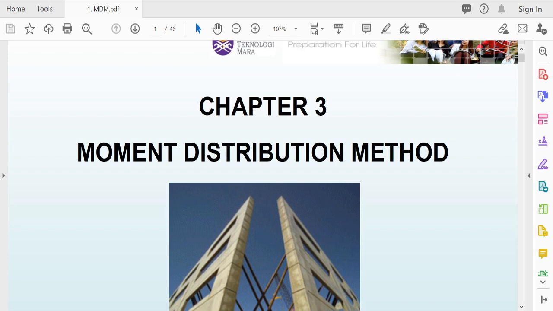Okay, for this session, I would like to continue my lesson. This is about the moment distribution method. In the previous video, I made 4 parts regarding moment distribution method analysis of beam. So I will continue the beam analysis. Today I would like to share with you how we want to consider the support settlement effect in the beam.